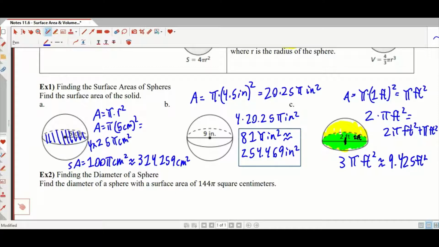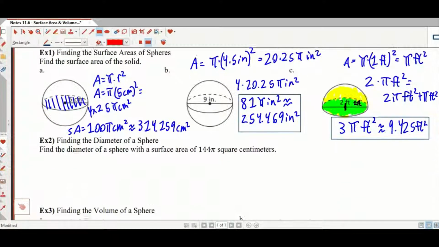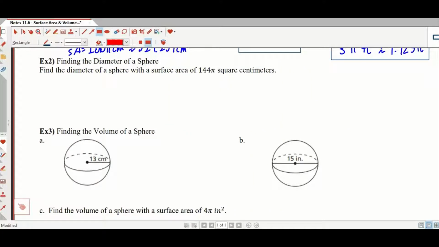Some of you might have noticed already that that was going to be 3 times the area of a circle, because it's 2 for the part that goes around and 1 for the one on the bottom. That's wonderful. But I took us a longer way because I wanted to make sure everybody saw where it came from. So find the diameter of a sphere with a surface area of 144 pi square centimeters.